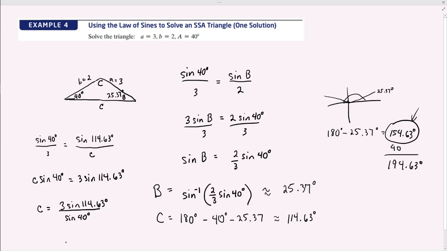Okay, and if we put that into our calculator, we should get a value for the side length of C to be about equal to 4.24. Okay, so the C part is 4.24. And we've solved our triangle.